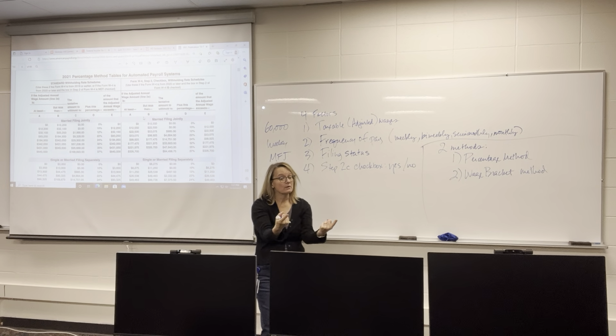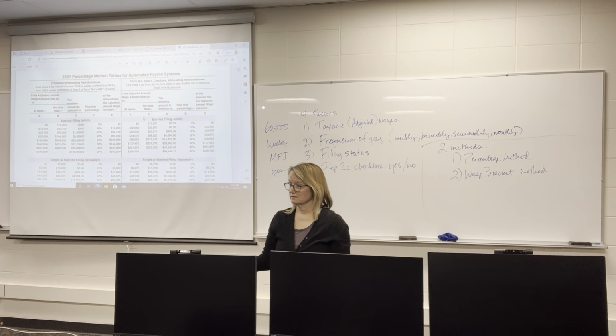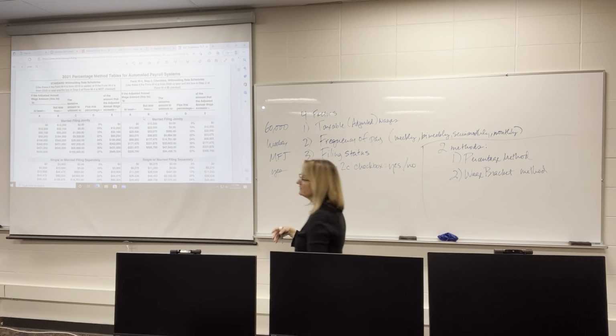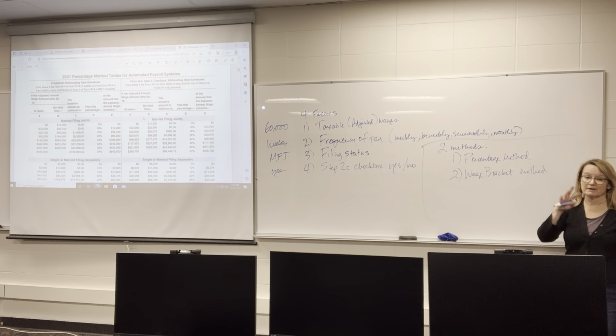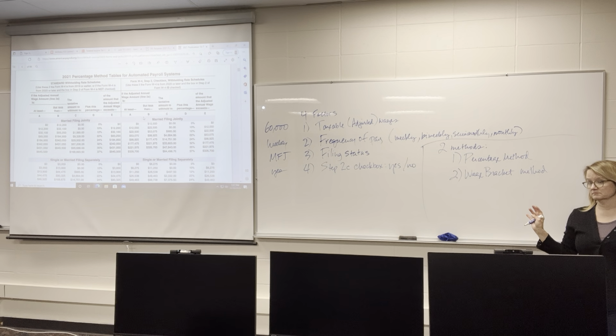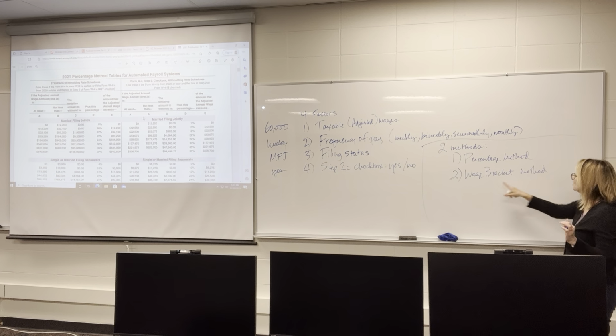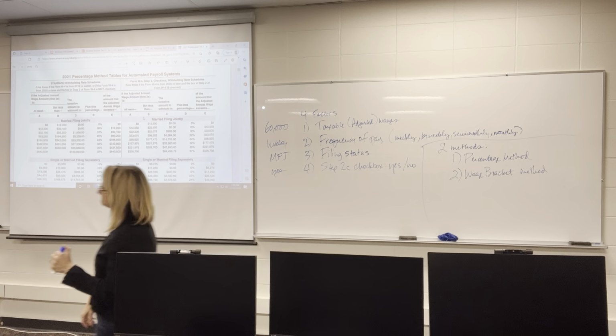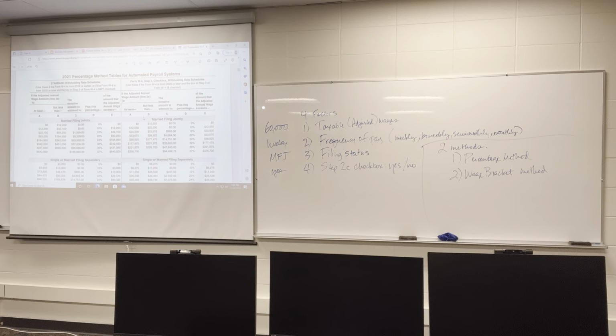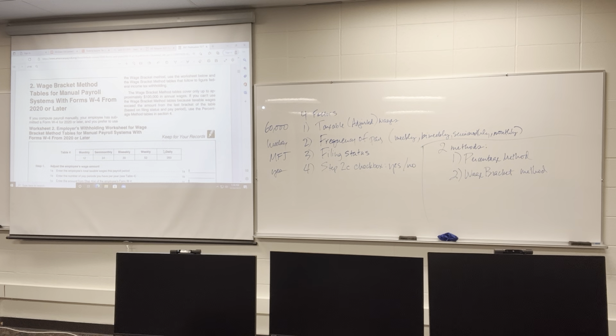But that table doesn't go on forever, right? It stops at a certain wage amount. So when that's the case, then you have to use the percentage method. You can use the percentage method for any amount of income. Doesn't matter what the income is. You can only use the wage bracket method if the income is within the table's limits. Questions so far? Is it ringing a bell? Is it coming back? Yes? No? Alright.